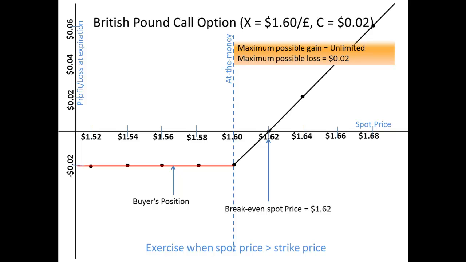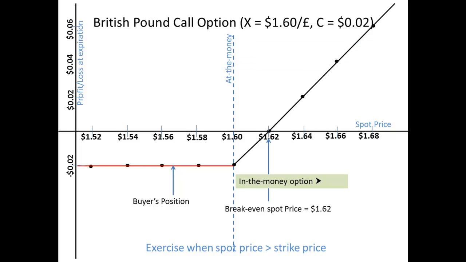Maximum possible gain for the buyer is unlimited, and the maximum possible loss for the buyer is only 2 cents, which is the premium. The option is in the money for the prices of above 160.